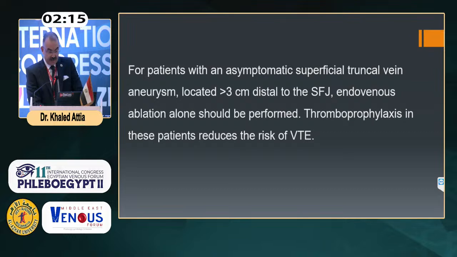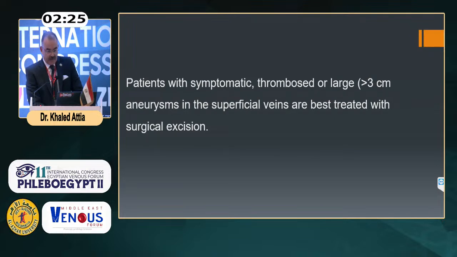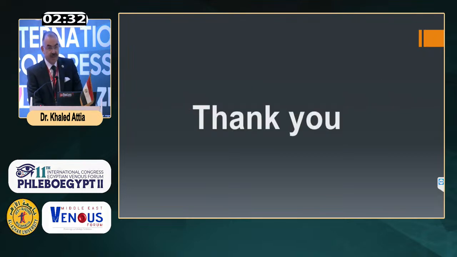For patients with an aneurysmal superficial truncal vein aneurysm located more than 3 centimeters distal to the saphenofemoral junction, endovenous ablation alone should be performed. Thromboprophylaxis in these patients reduces the risk of venous thromboembolism. Patients with symptomatic thrombosis or a large, more than 3 centimeter, aneurysm in a superficial vein are best treated with surgical excision. Thank you.